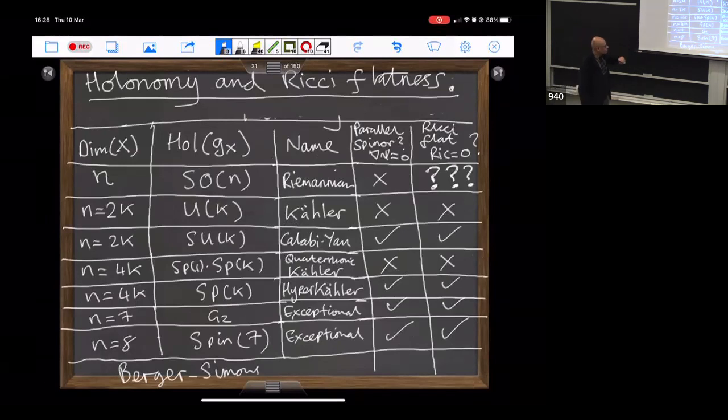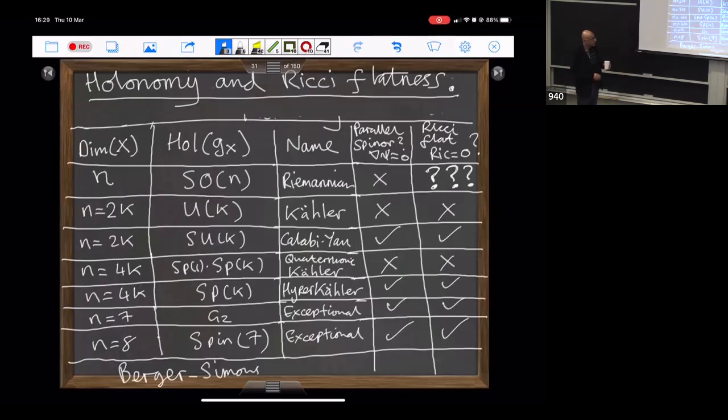So this slide here just gives you a picture of the basic properties of spaces with special holonomy. A generic metric on a manifold will have generic holonomy group, which will just be the rotation group in n dimensions. But special holonomy corresponds to a holonomy group which is a proper subgroup of the rotation group in that given dimension. These are the only possibilities listed here. In this column I'm listing the dimension, the holonomy group, which have names, and the last column shows whether or not the manifolds have zero Ricci tensor.